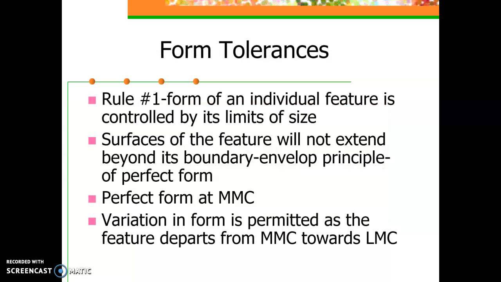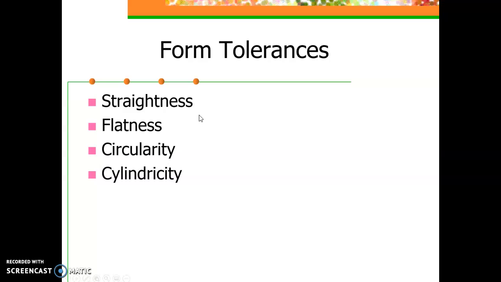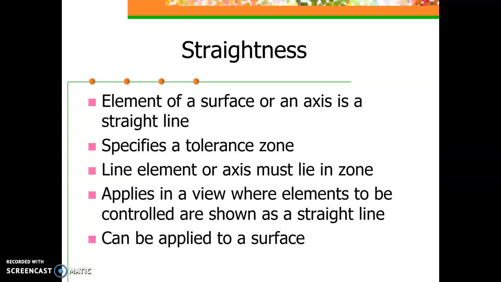So the first group of tolerances we're going to look at are called form tolerances. These tolerances include straightness, flatness, circularity, and cylindricity. So straightness indicates that a particular surface or axis has to be straight. And so there is a zone specified, and the size of that zone is indicated by the number in the geometric tolerance symbol.